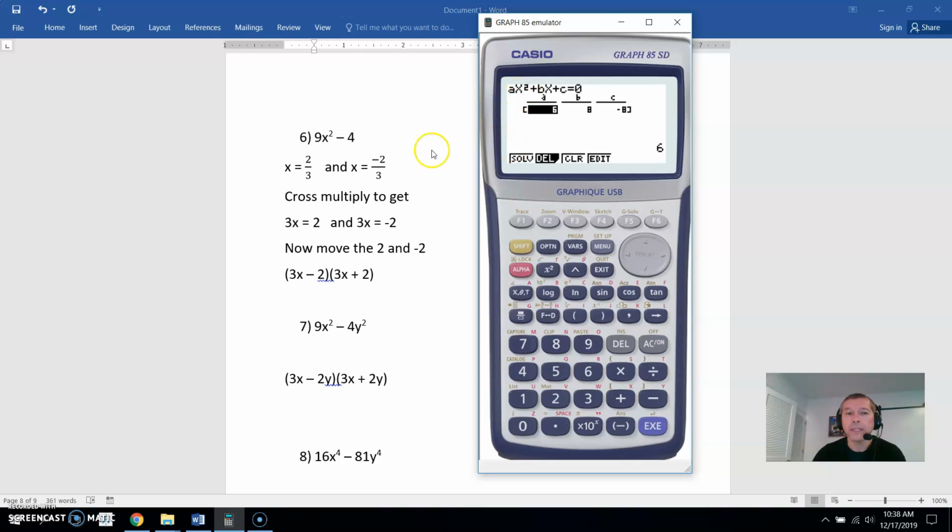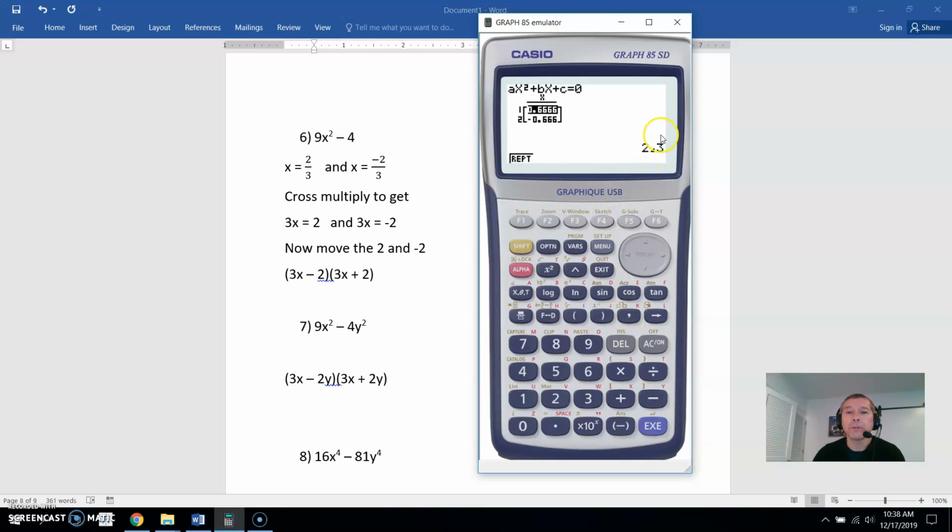The a is the number before the x squared, so that'd be 9. So I'll type that in, hit execute. The b is the number before the x to the first power. Well, there is no x to the first power. I have no x to the first power, so the b would be 0. And then the c is the number by itself right here, and that would be minus 4. So let me type in minus 4, hit execute. And now you can either hit execute again or solve, either way you like, and I get these solutions.